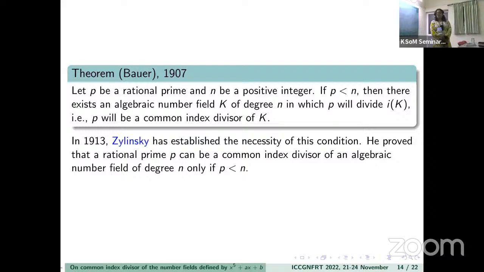In 1907, Hensel proved this important theorem, which says that if we have a rational prime P and a positive integer n with P less than n, then there will exist an algebraic number field K of degree n in which P will be a common index divisor of K. 6 years later, Zylinski proved the necessity of this condition. He proved that a prime P can be a common index divisor of an algebraic number field of degree n if and only if P is less than n. So this is a very important result. To find the prime common index divisors of a number field of degree n, we just have to consider only those primes which are less than the degree n.